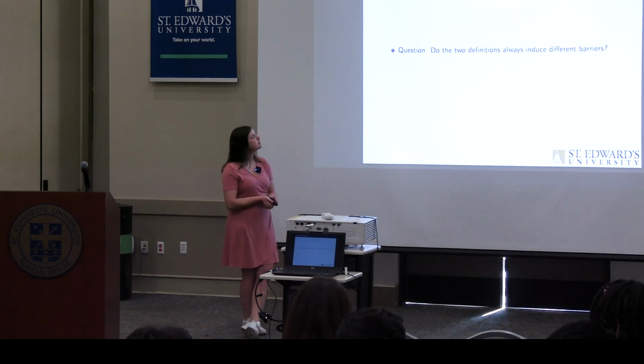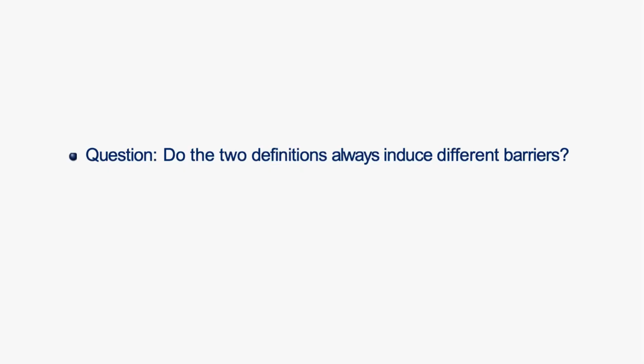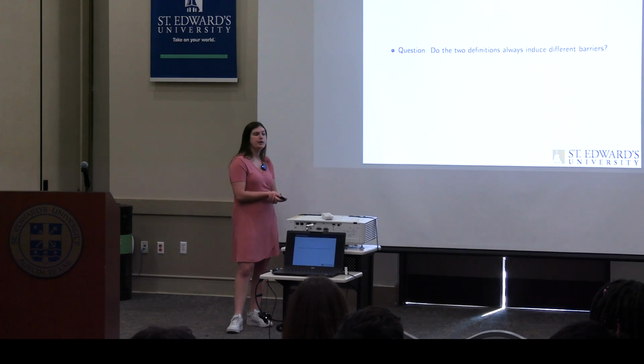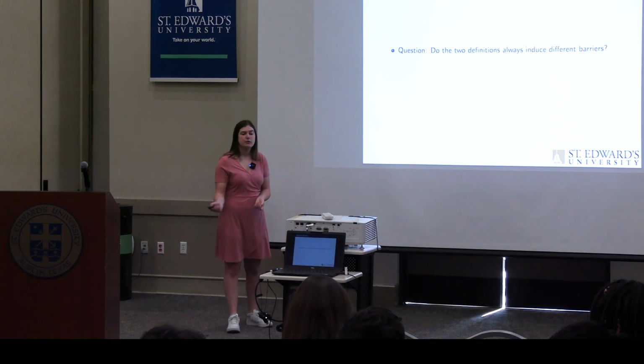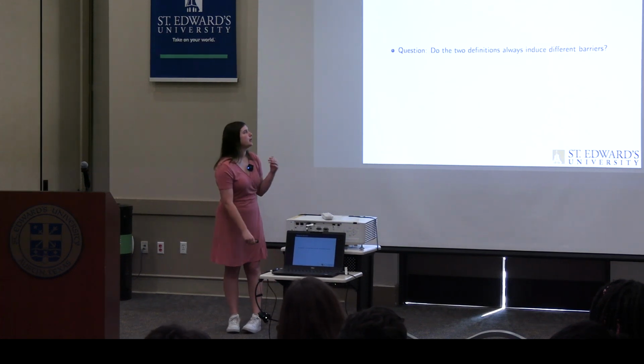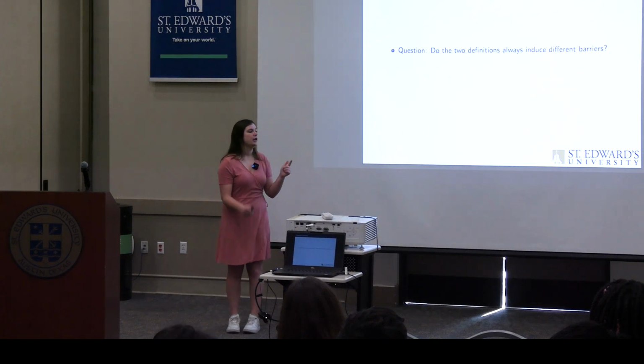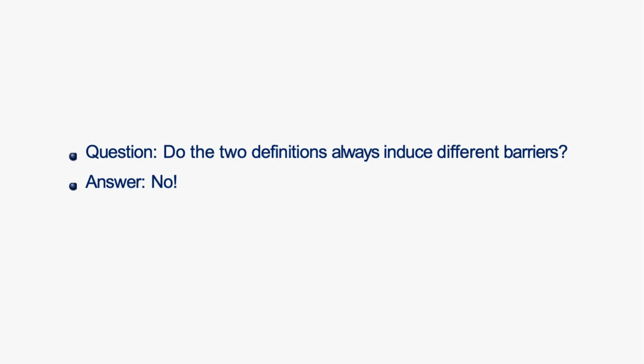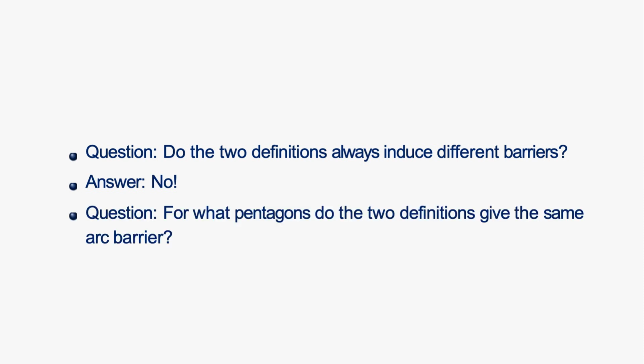So my research question first is, do the 2 definitions always induce different barriers? We saw with the regular pentagon, if we were only talking about the line segment definition, we're going to get that arc length that's just around the border. But if we're talking about the infinite line definition, we get the one that goes outside. However, the answer is actually no, they don't always induce the different barriers. So then my question became, okay, so for what pentagons do the definitions actually give the arc barrier?